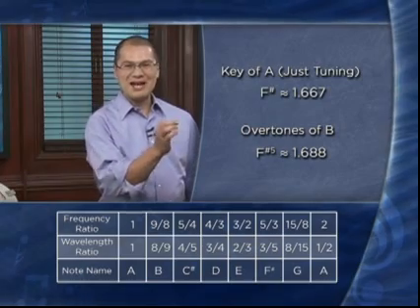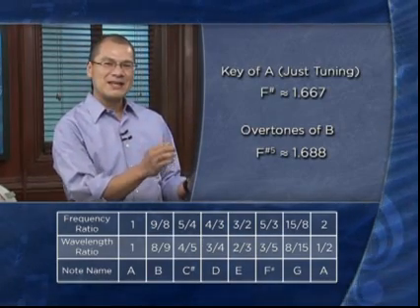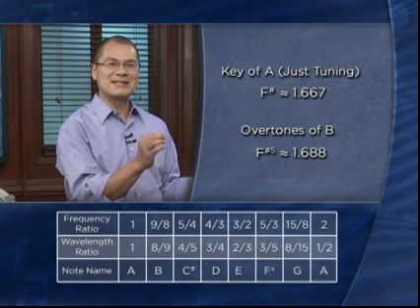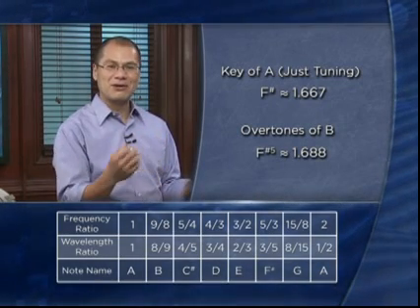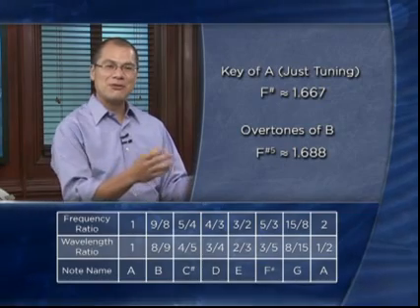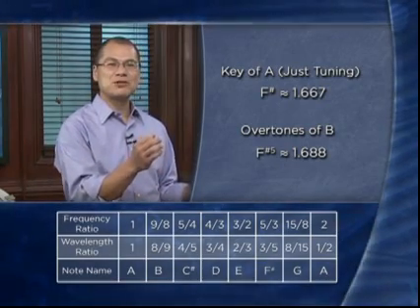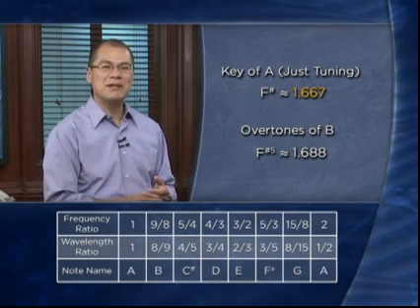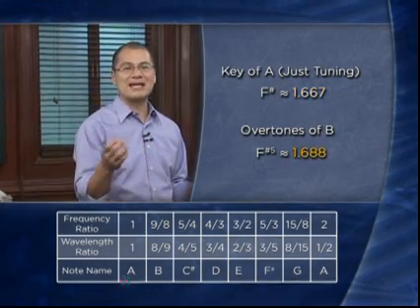You see, if there's an F sharp on my page, then I actually need to play a different note if everybody around me is in the key of A than if everybody around me is in the key of B. If everybody around me is in the key of A, my F sharp should be at 1.667. If everybody around me is in the key of B, I should play a different note, 1.688 roughly.